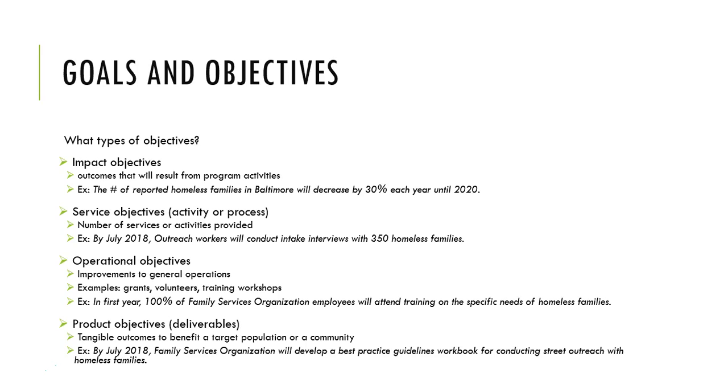Operational objectives are improvements to the general operations of the organization or program that would improve the ability of the organization to address the need that you've established. So in this example, you might look at improving the capacity of volunteers to meet a particular need, or establish that employees of the organization may need training or development in order to better meet the need. The example provided here is that in the first year, 100% of made-up Family Services Organization employees will attend training on the specific needs of homeless families.